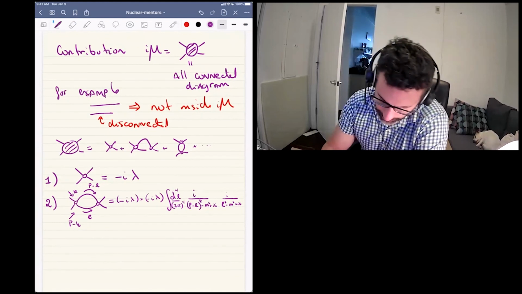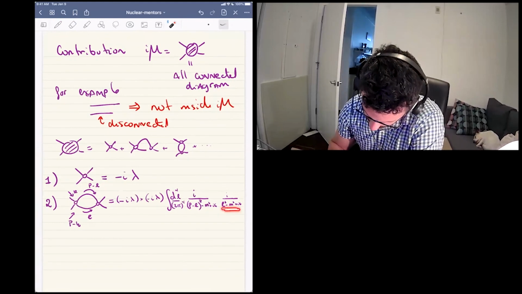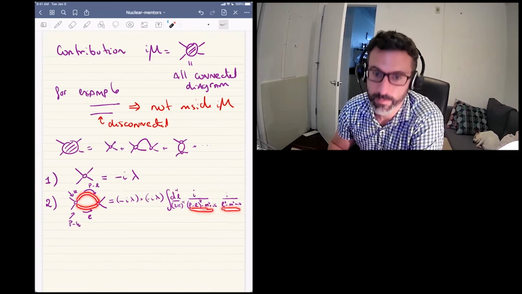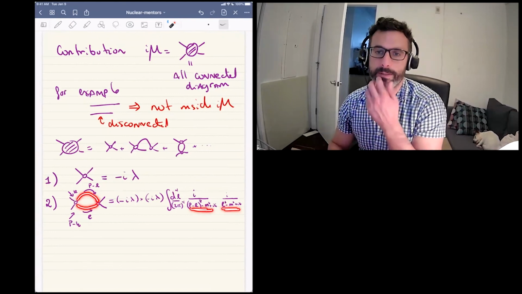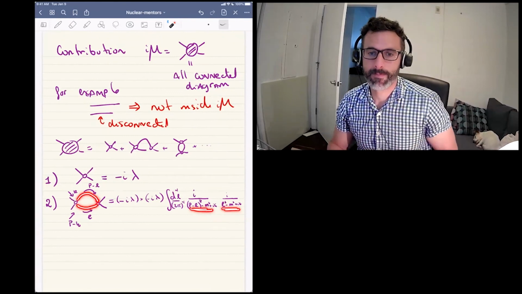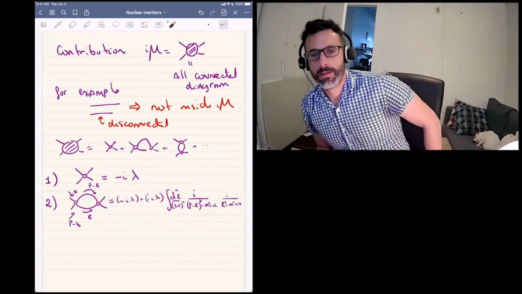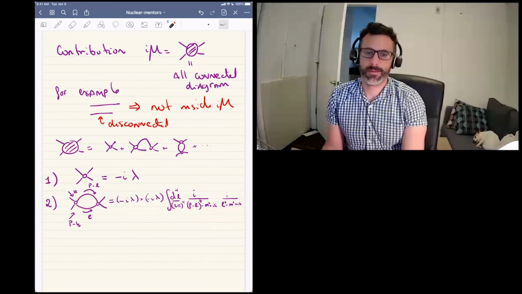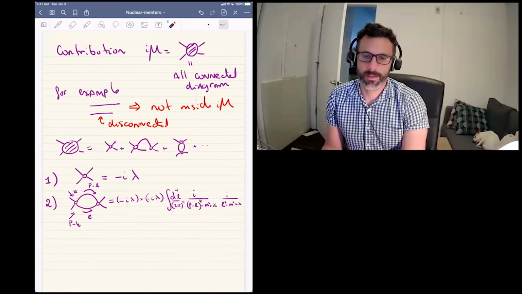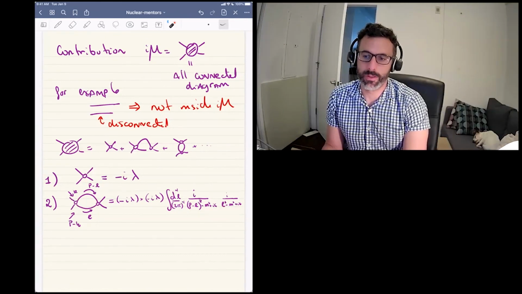So I put in a propagator. This propagator is for this guy, right? This propagator is for this guy. Is that it? Am I done? So I guess we need to impose the symmetries. The symmetry factor. Very good.